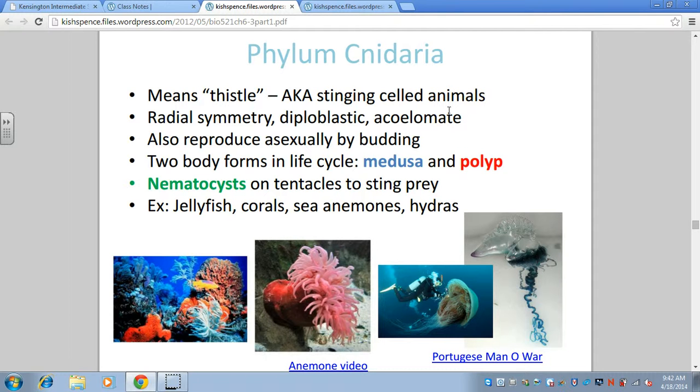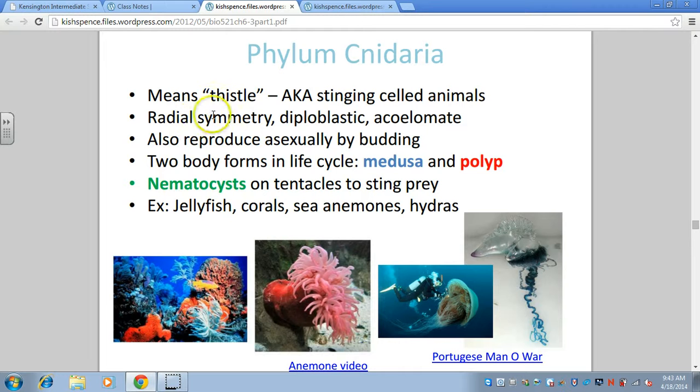Second phylum is phylum Cnidaria, and the word means thistle, so their common name is often stinging-celled animals. So if you think of things that sting you, the easiest one to remember is the jellyfish. Or you can also think of the sea anemone, because that's Nemo's house, and you can remember his daddy telling him you gotta make sure that you help the sea anemone or you're gonna get stung.